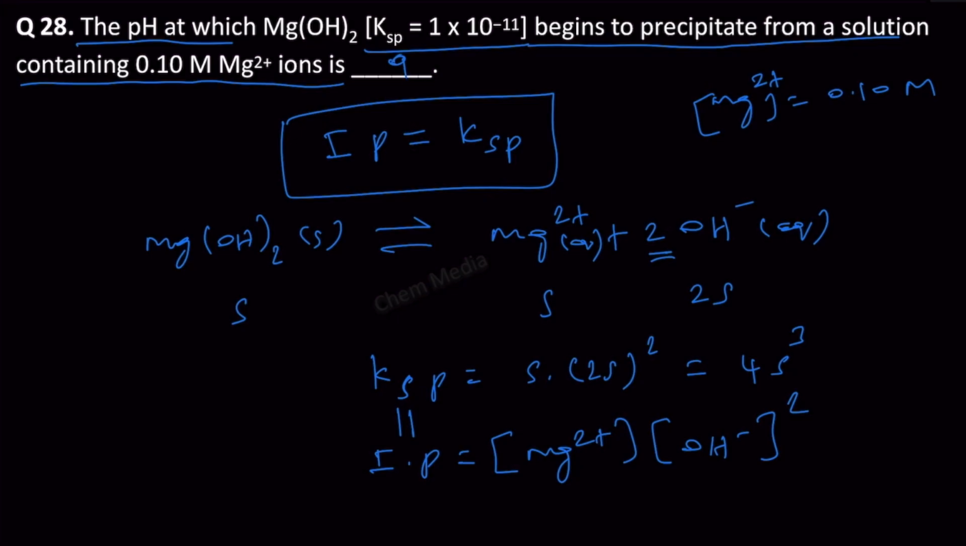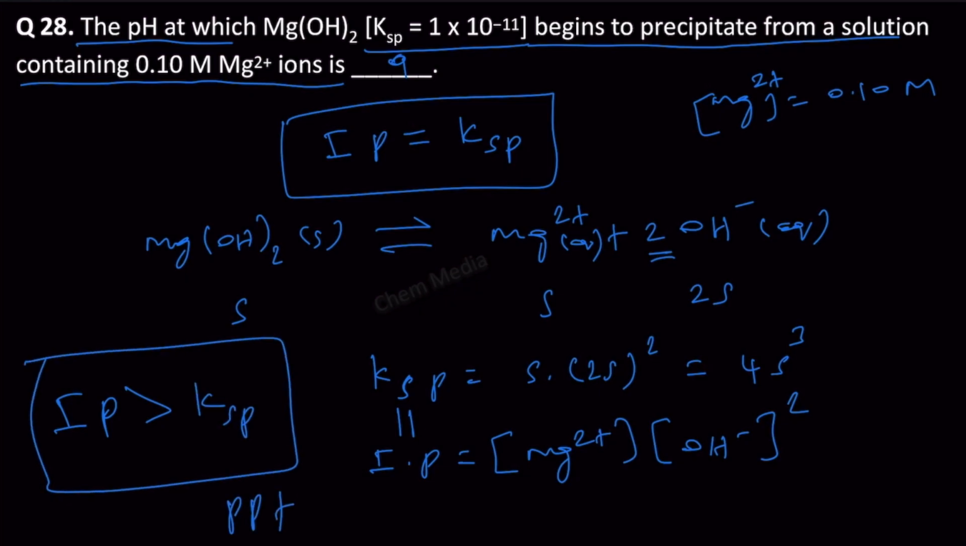Keep it in mind that only when the ionic product is greater than the solubility product will precipitate form. If it is equal, what it means is that the solution is saturated. When would it become supersaturated? If the ionic product is greater than the solubility product, then the solution is supersaturated and we would see precipitate. Otherwise, we won't see precipitate.